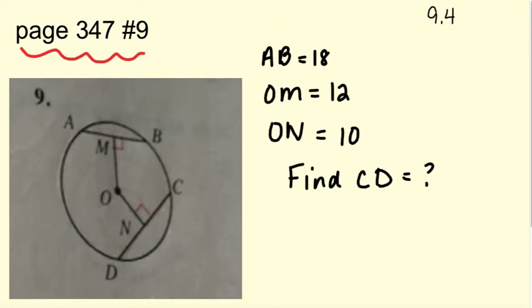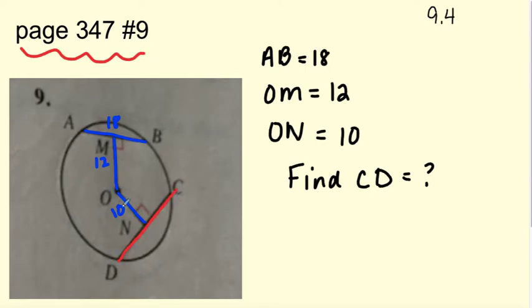You were given some information. You were given that AB was 18, so this segment right here was 18, and you were given that OM was 12, and you were given ON was 10, and you were trying to find the length of, let me put this one in red, you're trying to find the length of CD.